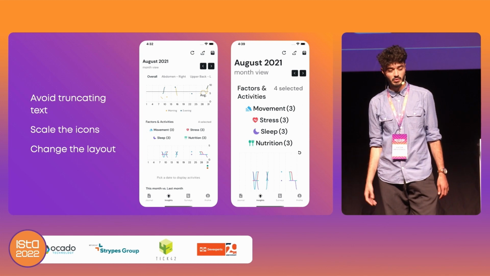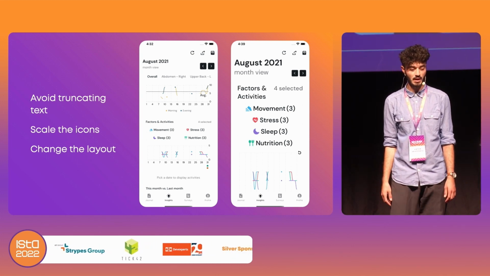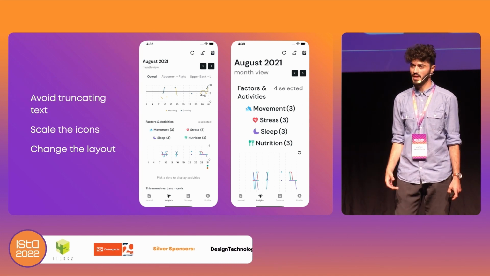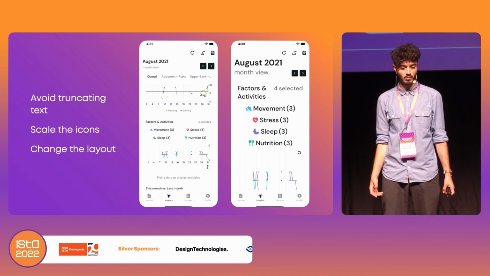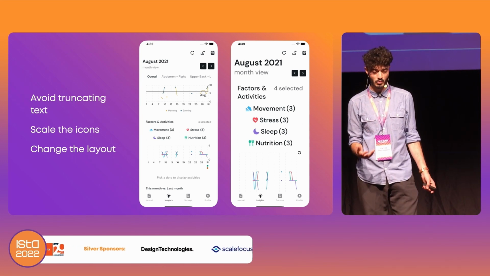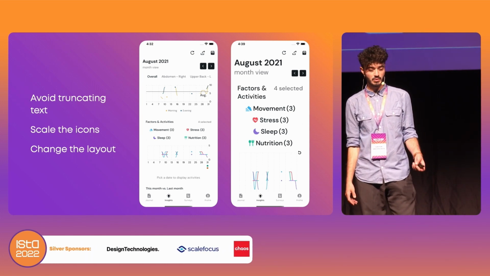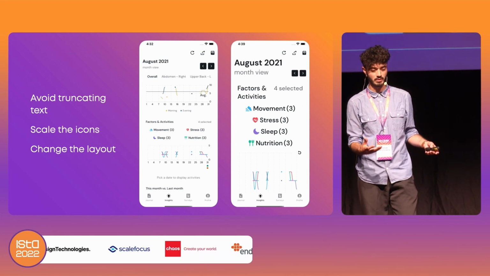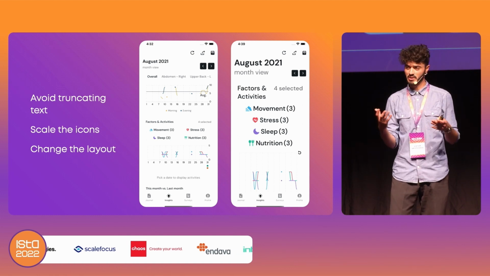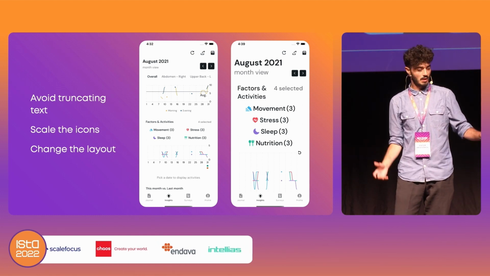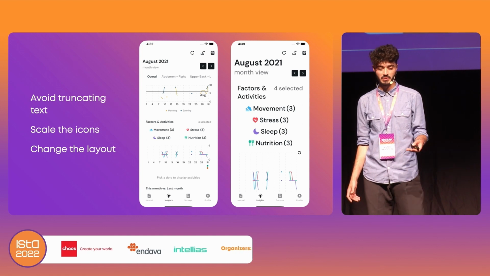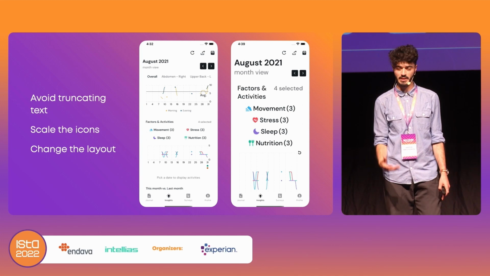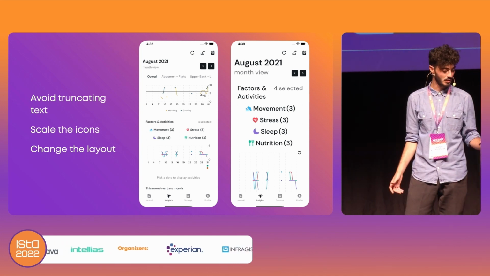Also, we need to try to avoid truncating text. And if we have any kind of icons, we need to try to make them scalable as well. Otherwise, it will be a bit weird. And also, if there is a need, we can change the layout of the UI so we can present our information better. So in this case, you can see these buttons with movement, stress, sleep, and nutrition, and how we change the layout so they can be easily visible.